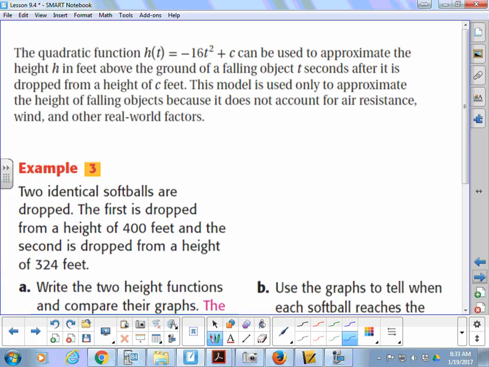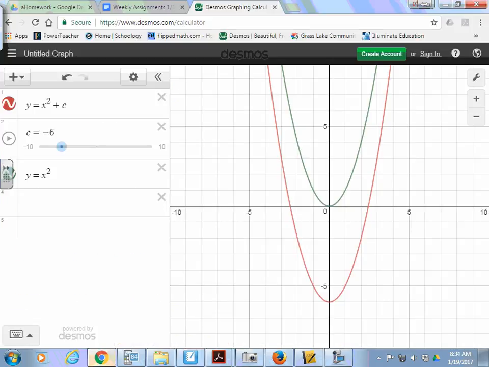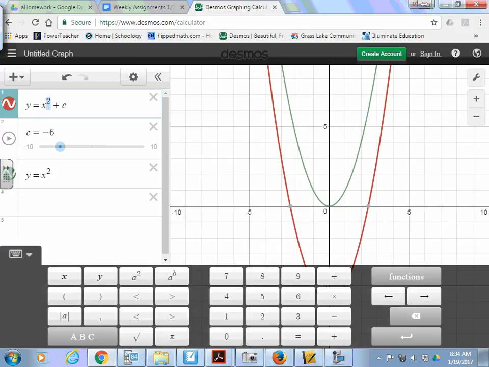So go ahead and put in negative 16 x squared plus c in your Desmos, and then we're also going to pull out our calculator and use our calculator too. But right at the moment, just put it into Desmos. Oops, we got our c there. So all we need is to add negative 16 in front.